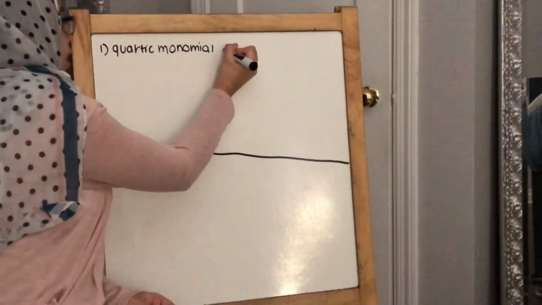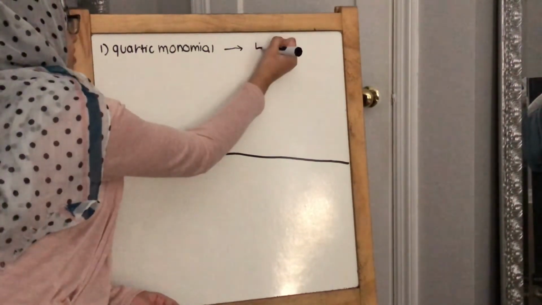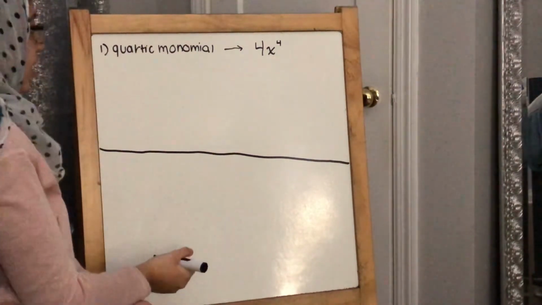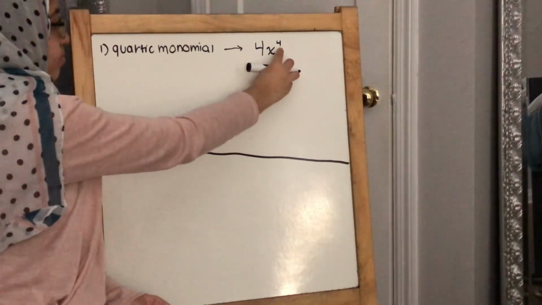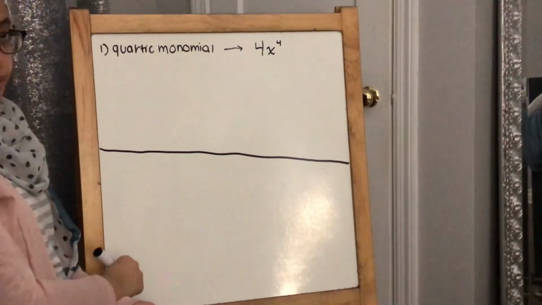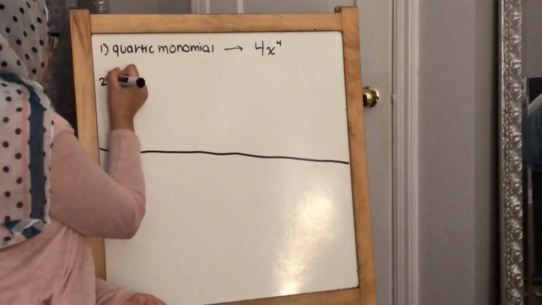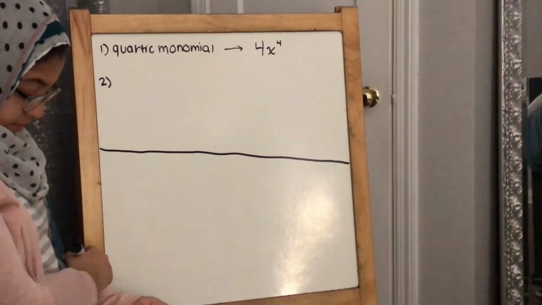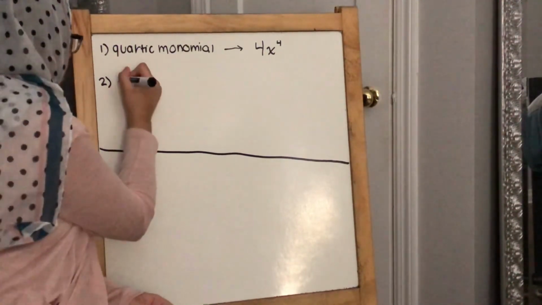So an example I would give is 4x to the 4th. I have a degree of 4, and it's only one term. Another example is a quintic binomial.